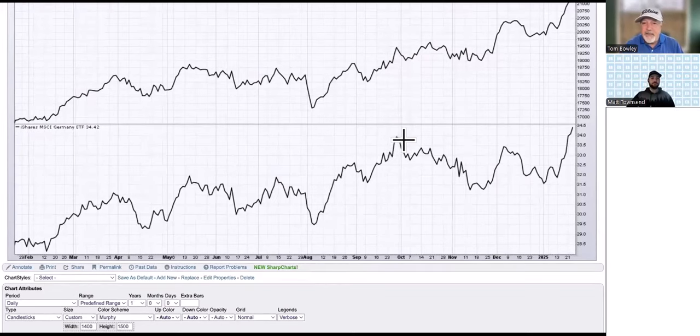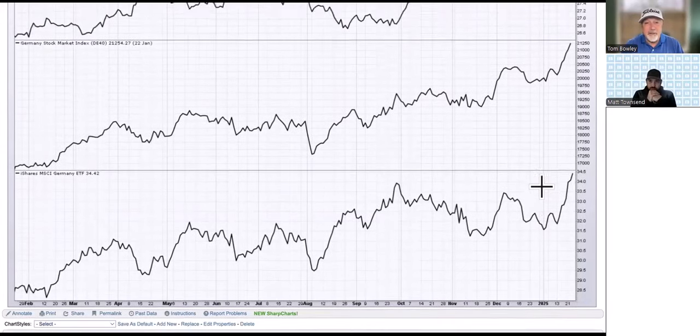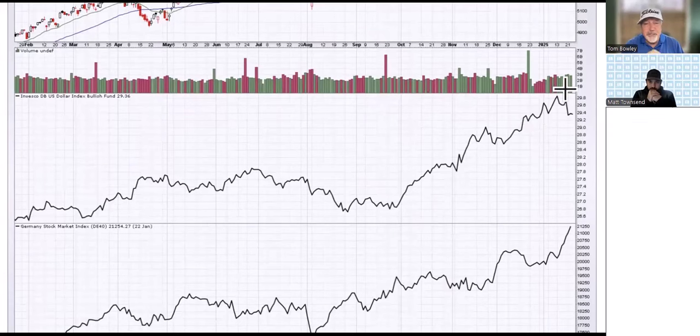But if you got into the EWG to benefit from that, you got in at probably around 33.50, and at the end of the year, it was 31.50. And you're like, wait a minute, the DAX went up 4%. Why am I down 6% or 7%? The dollar is why. The surge in the dollar, the currency effect on owning a foreign ETF is what took it down.